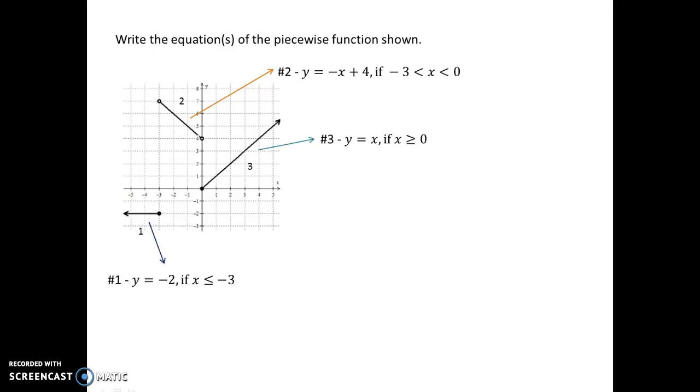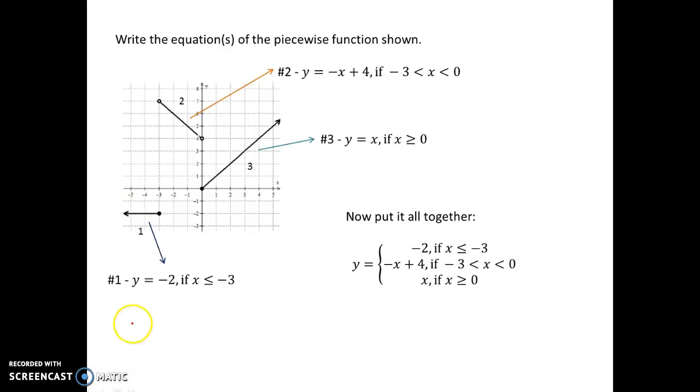The only thing left is to take all three of these conditions and put them together. And we write it like this. So y equals, we have a big bracket, and then we have each of the three pieces. And you notice we pulled them from our three different equations that we wrote.